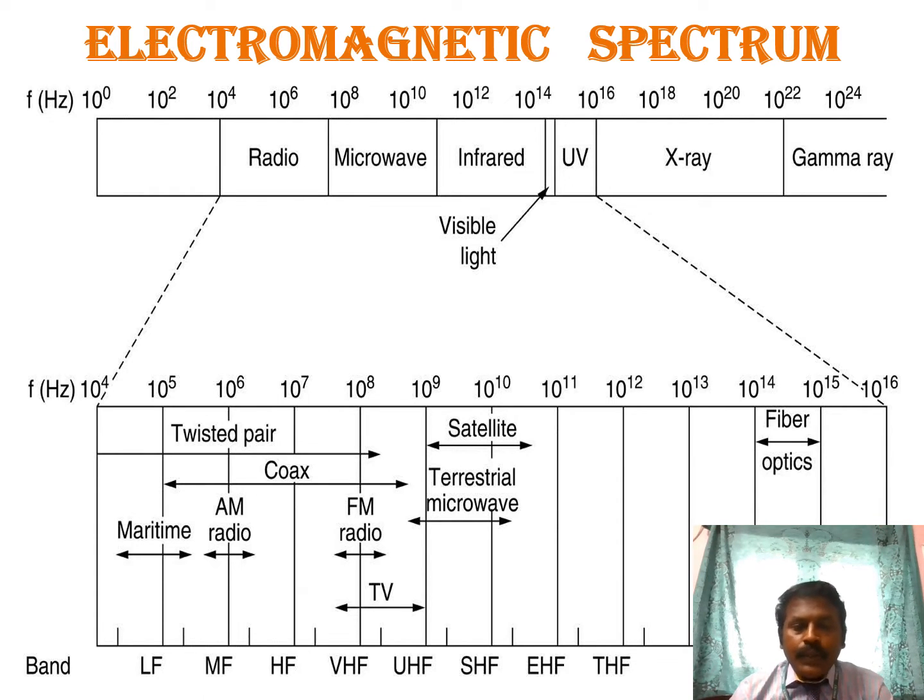This AM radio and maritime and so on use media such as twisted pair cable or coaxial cable. Then FM radio and television. The next one, 10 power 9 to 10 power 11, is satellite communication and terrestrial communication, which come under ultra high frequency and super high frequency. Then extending this from 10 power 14 to 10 power 15, this is the optical fiber frequency in terms of terahertz. So this is the electromagnetic spectrum representation from lower frequency to higher frequency.